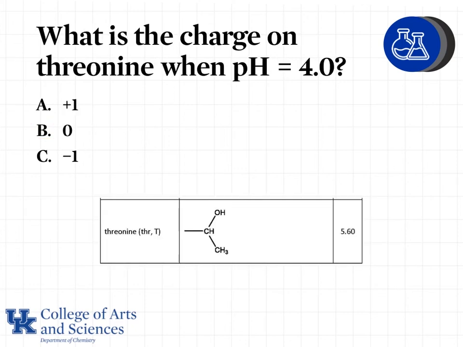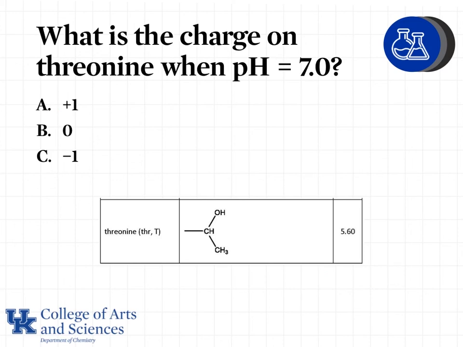What is the charge on threonine when pH equals 4.0? When we look at this problem, we see that our pH is less than pI. That means we're dealing with a more acidic environment, so more H plus, and it's going to be attracted to the O minus, leaving us just with the NH3 plus charge, and so we will have a charge of +1.